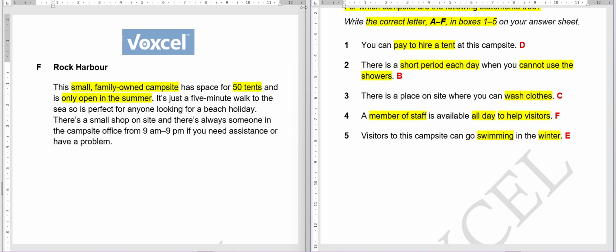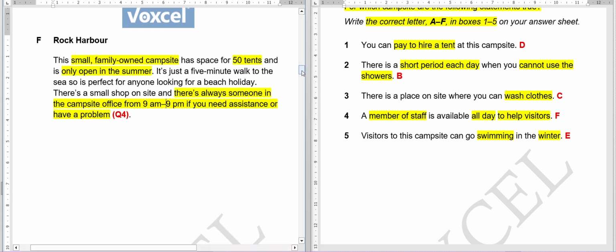Okay, time's up. So the location is here. There is someone. Let me first mark it. This was question 4. So there is always someone in the campsite office from this to this. Meaning to say all day there is always someone. Always meaning there will be someone available to help you if you need assistance or if you have a problem. I hope it is clear. Now moving on to the remaining questions.